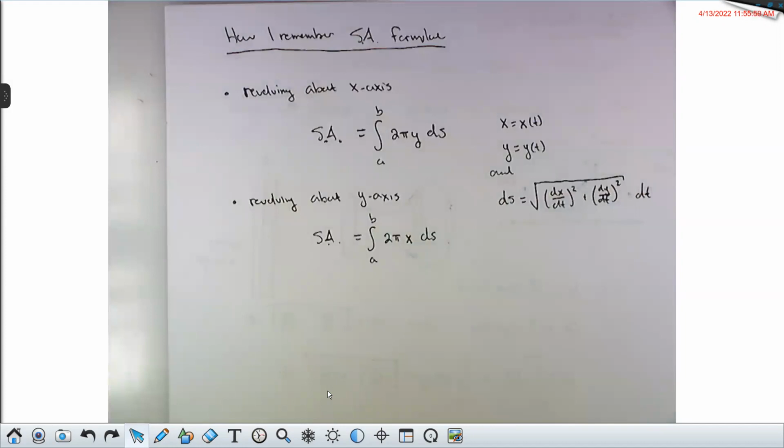I think these formulas are short and sweet, nothing too complicated. And there's only two of them. There's one for revolving around the x, there's one for revolving around the y. I'll hold here for a minute, make sure everybody gets this written down nice and clean.